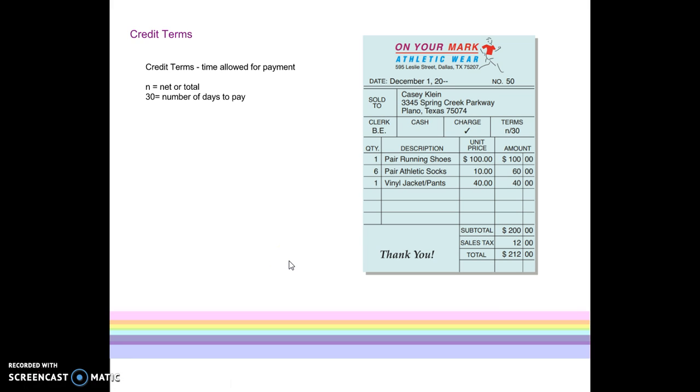Now, credit terms. Let's take, for example, the exact same sales slip that we talked about earlier. If it is purchased on credit terms, which means it is purchased on account, that means that what we have to do is collect the cash later. So the exact same sale, we are going to put this down into terms. So a term might be N equaling the net or total, and then 30 being the number of days to pay. So that is going to be listed right here in the terms portion of the sales slip.